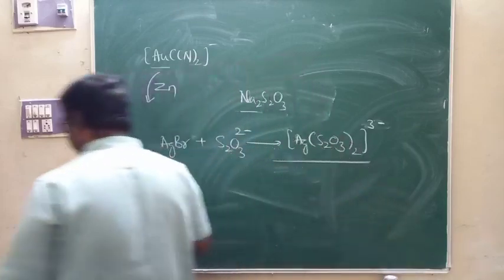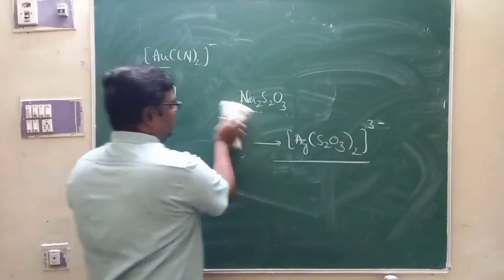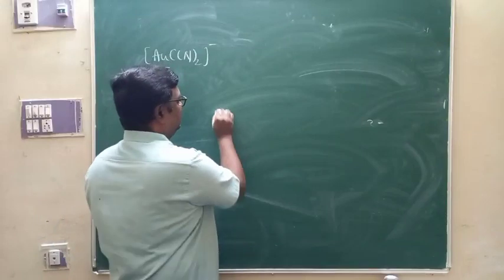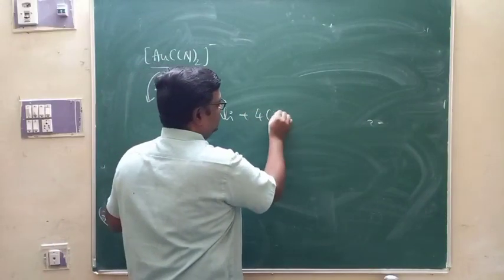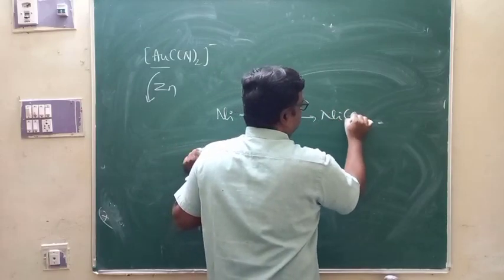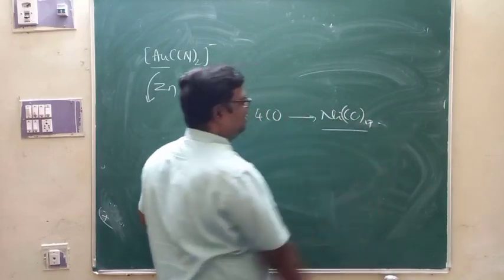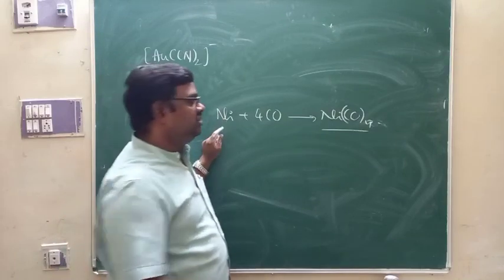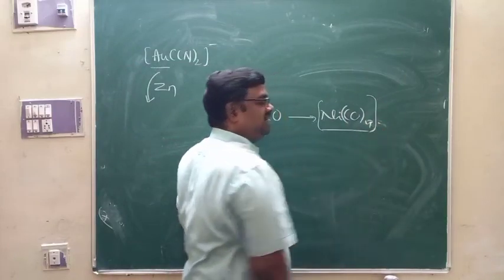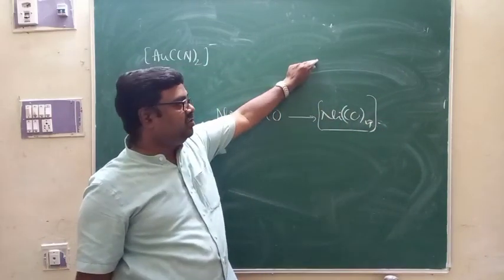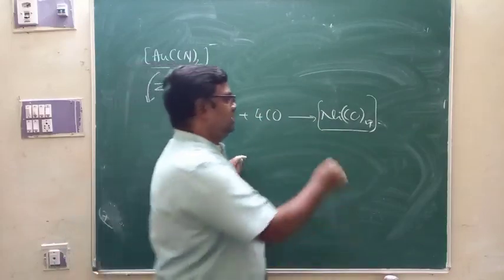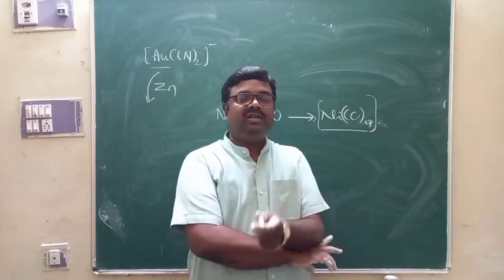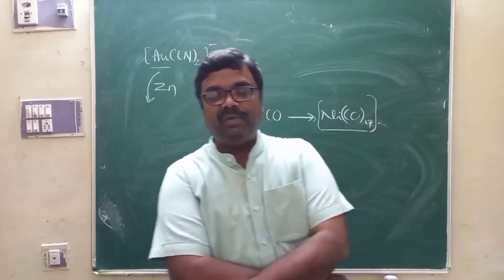Apart from that, just remember the purification of nickel by Mond's process. We convert the nickel present in the impure nickel into nickel tetracarbonyl, which is highly volatile. When it is heated to a high temperature, it decomposes into pure metal. Here also, in the purification of nickel by Mond's process, we make use of the chemistry of complexes.